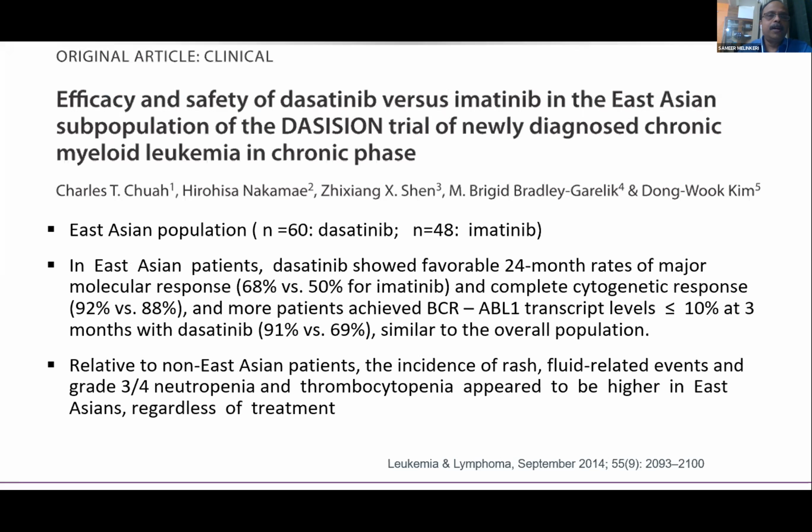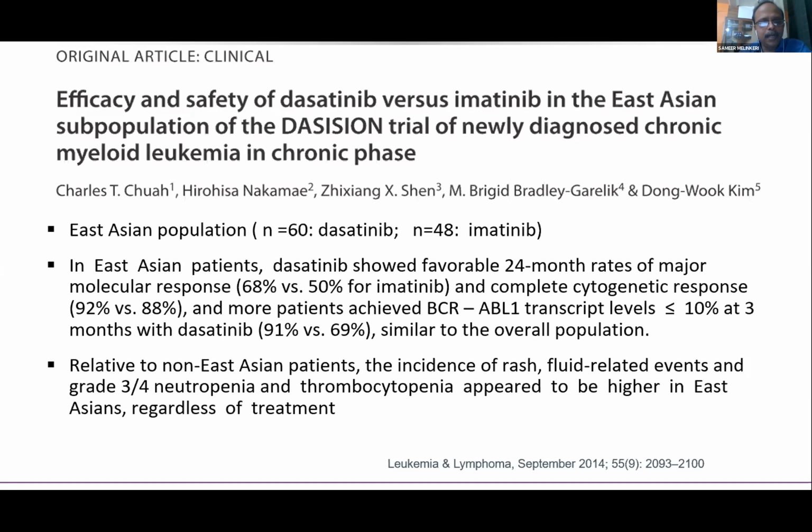This is just an analysis of the Dasatinib trial in the East Asian population, whether they differed in terms of response as compared to the Caucasians. There were 60 on the dasatinib arm and 48 on the imatinib arm, and it was noted that all the responses in terms of molecular responses and cytogenetic responses were more in favor of dasatinib as compared to imatinib.